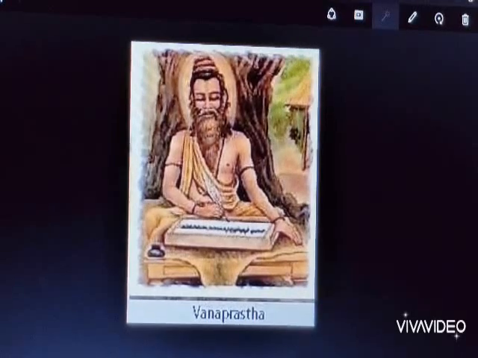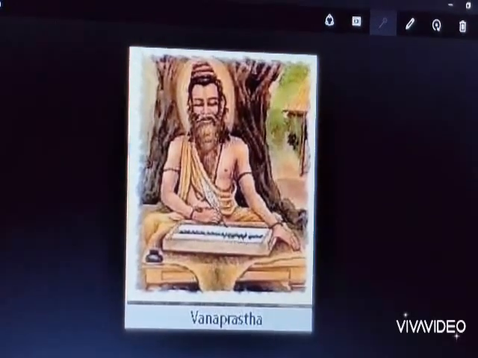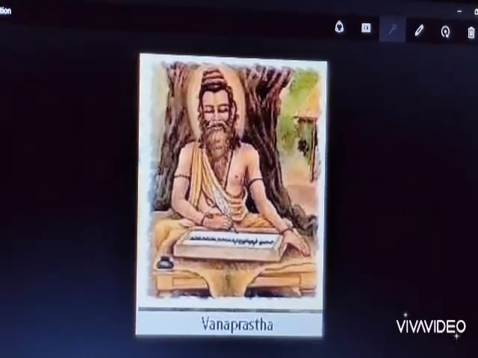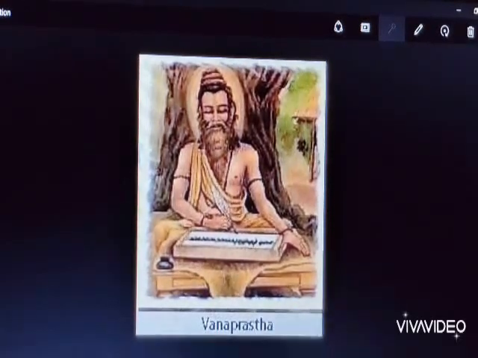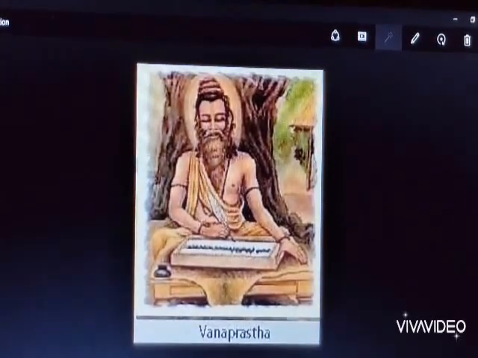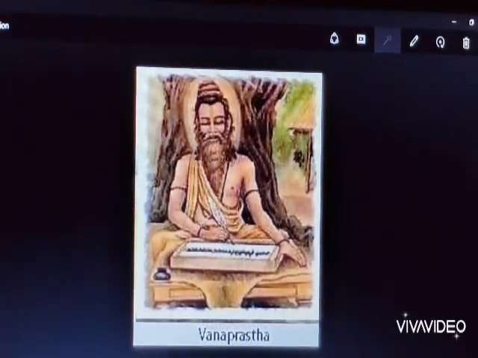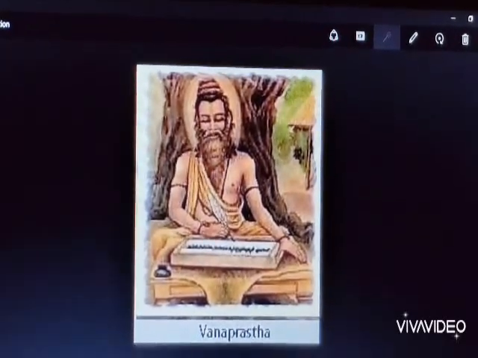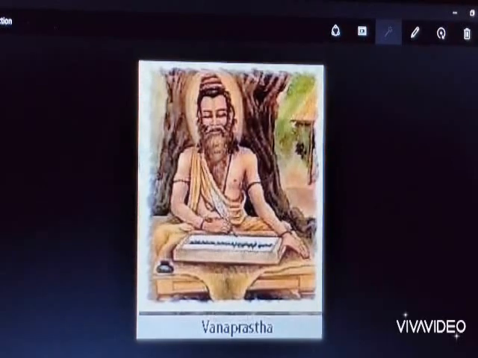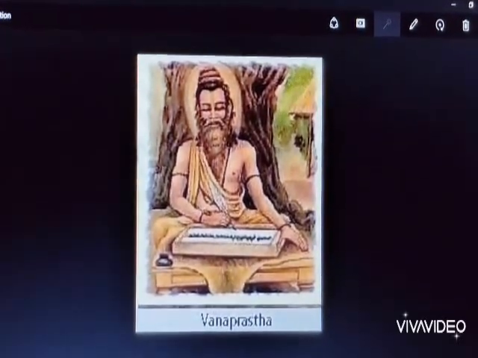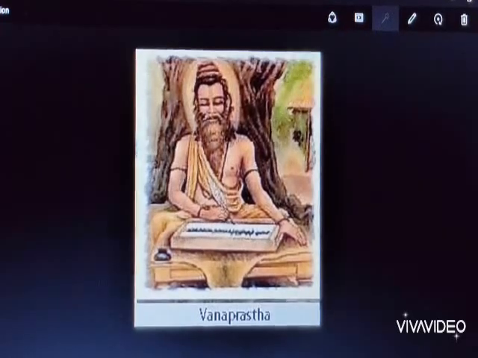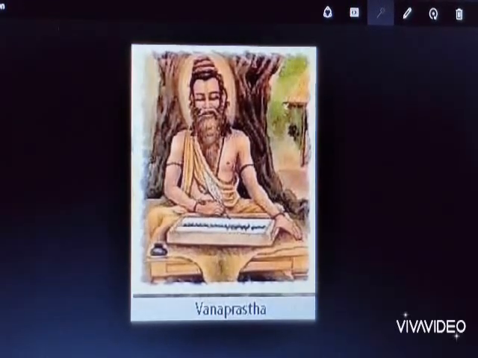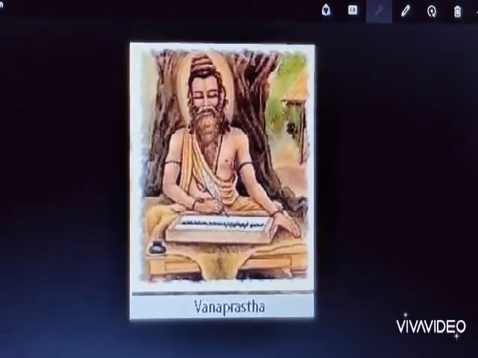Vanaprastha ashram means retired life. After the children have left home and settled, a man may gradually retire from family responsibilities with his wife to begin focusing his mind on spiritual matters. Often he goes on pilgrimage. His wife may accompany him, but all other relationships are forbidden. Vanaprastha literally means forest dweller. The aim is to devote more time to spiritual matters, to engage in austerity and purity, and to go on pilgrimage.